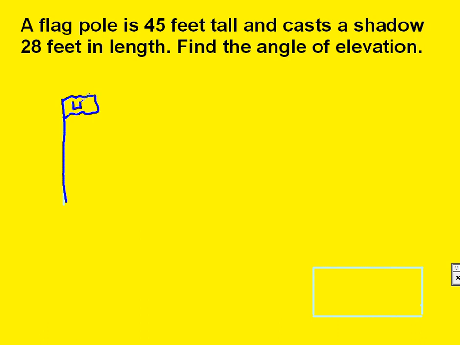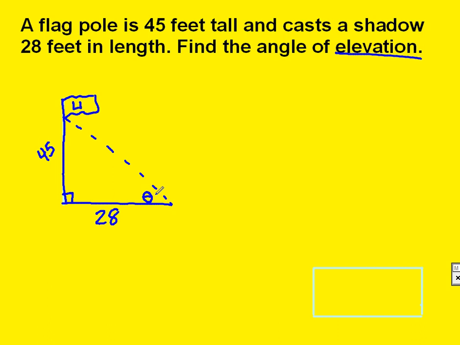Now, what we have here, with this flagpole, it says it's 45 feet tall, and it casts a shadow that's 28 feet in length. Assuming we're not in Pisa, we have a right triangle that's been formed here, and that's kind of what our little triangle here should look like. They want to find the angle of elevation. Elevation angle means I'm looking up, so that means that's this angle right down here.